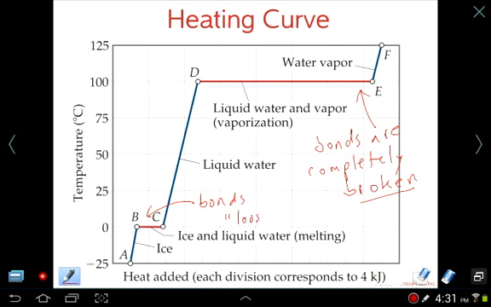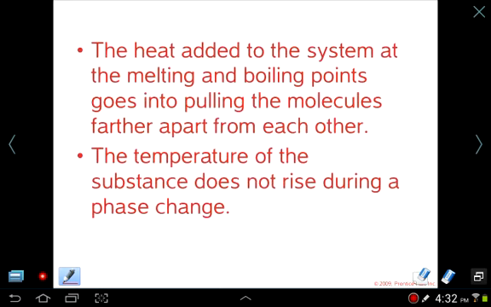This is a term that's not very scientific, but we'll say the bonds are loosened. They're weakened, you can say. So you see those 2 features, as well as some others as we go along here. So this is what we just mentioned. The heat added to the system during the phase changes of melting and boiling go into pulling the molecules apart. So the temperature does not change, is essentially the idea.